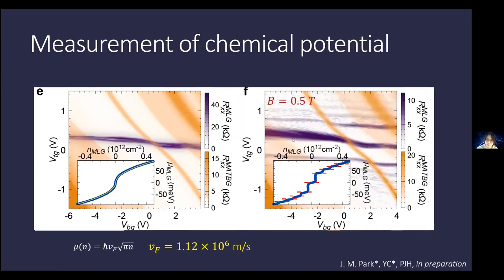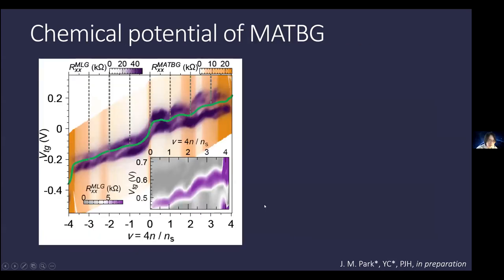Now we can also turn on a small magnetic field, and then the spectrum of the monolayer graphene is quantized into Landau levels. In this case the chemical potential measurement also agrees very well with what you expect from the textbook formula for graphene. So, of course, the more interesting part is how to use the graphene to sense the twisted bilayer graphene, as shown here.